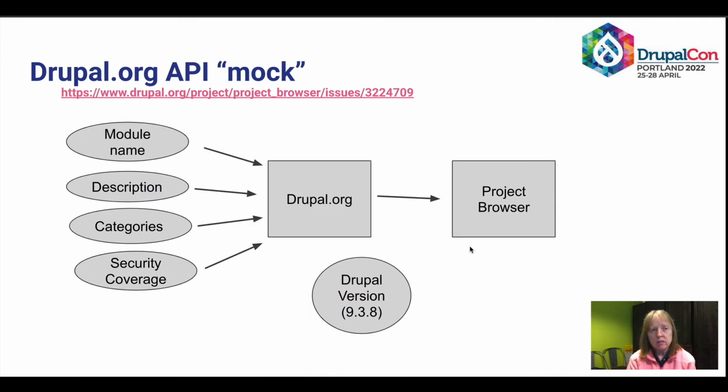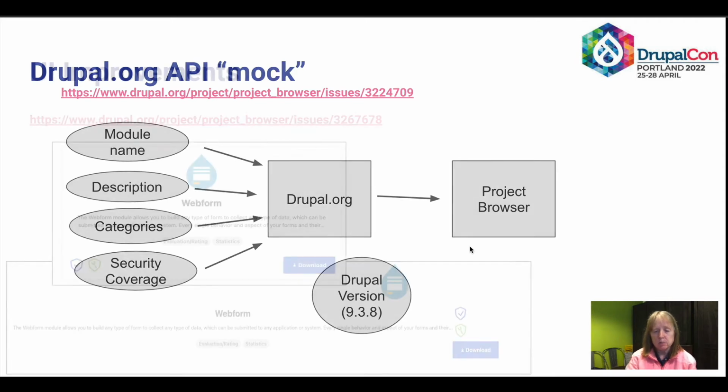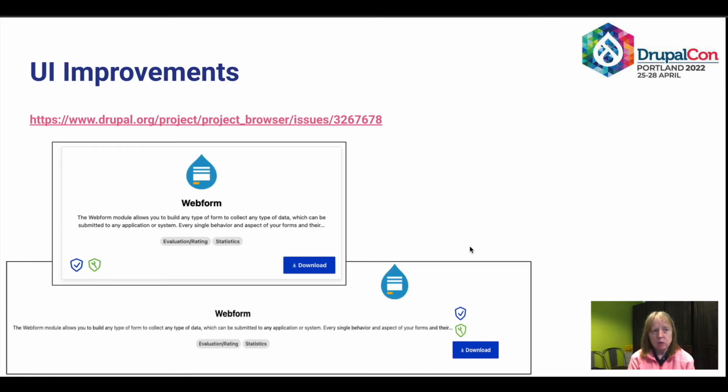We'll be fetching data about projects from Drupal.org using an API. The current API doesn't support all the features we need, and likely will be deprecated when Drupal.org goes to Drupal 9. So we're in the process of creating a mock API to help identify what Drupal.org needs to support. UI improvements to the current prototype are needed based on feedback from user testing and interviews with our target audience.